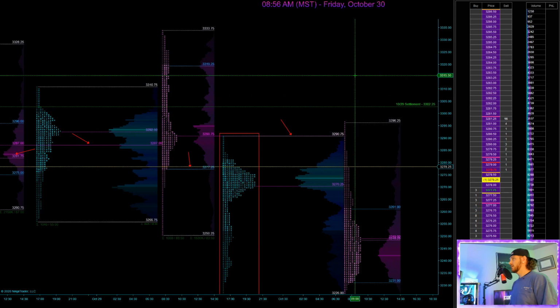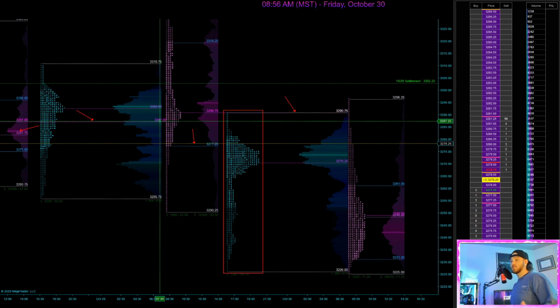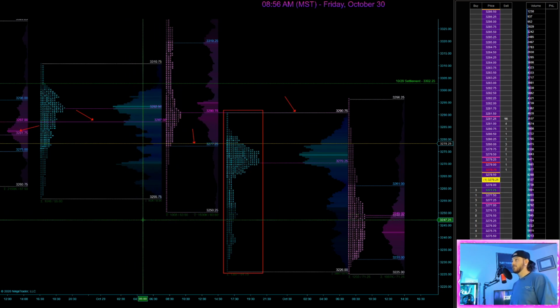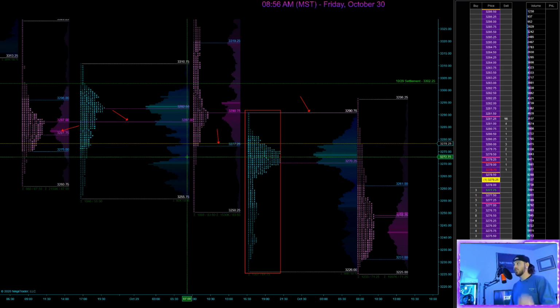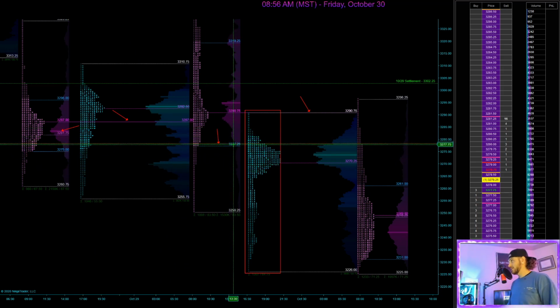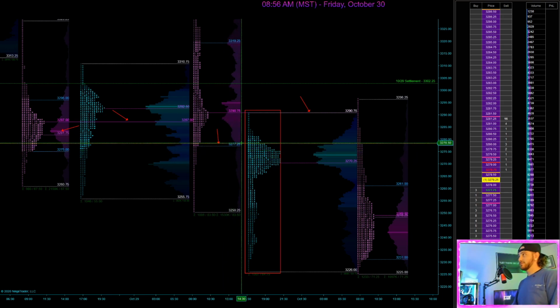So if we break this level, we're very likely to go to the next lower profile level. If we break this level, we're very likely to go to the next recent profile level lower, 32.8175. If we break that, where are the dominoes falling? It's going to hit this 32.7725 level, okay? So that was my third downside target, the 32.7725.